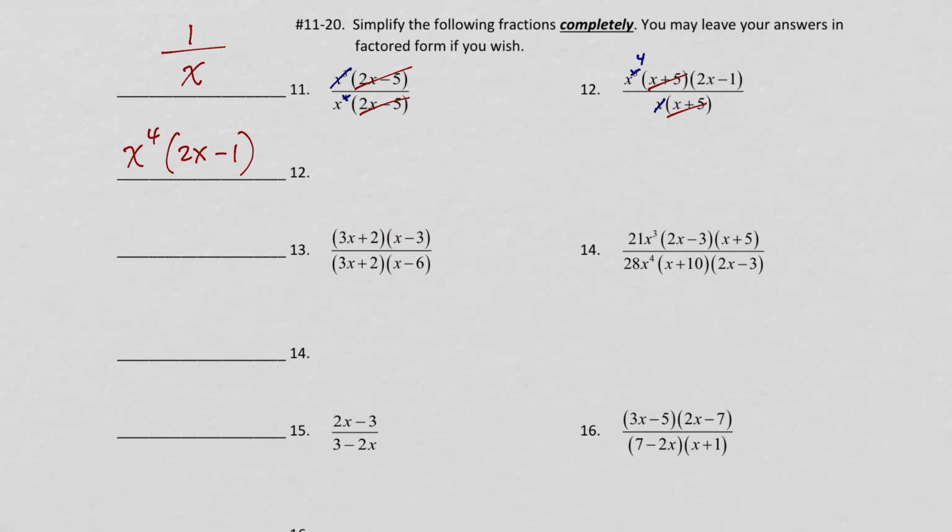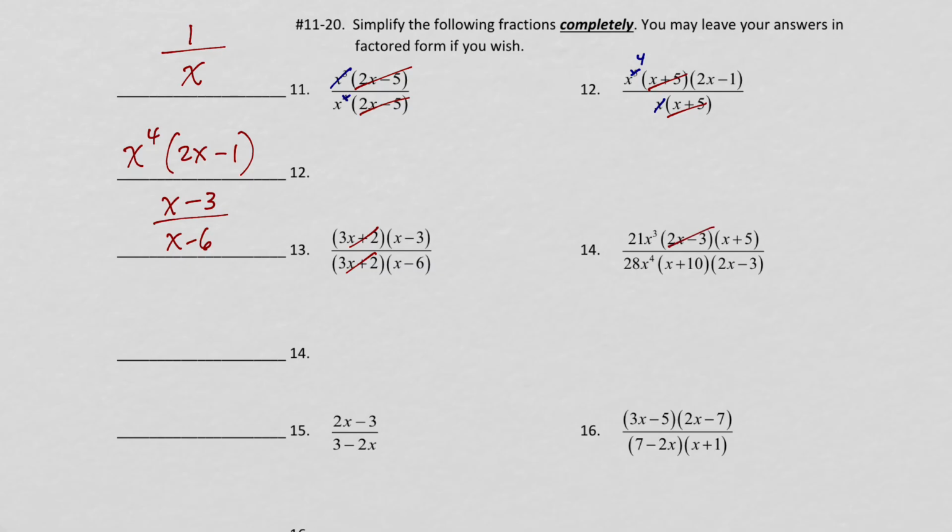Here I'm going to cancel the common 3x plus 2, and we're going to end up with x minus 3 over x minus 6. Do not put the parentheses, because this fraction bar implies parentheses around everything on top and everything on the bottom. So putting the parentheses would be redundant and unsimplified. So this is our simplified answer.